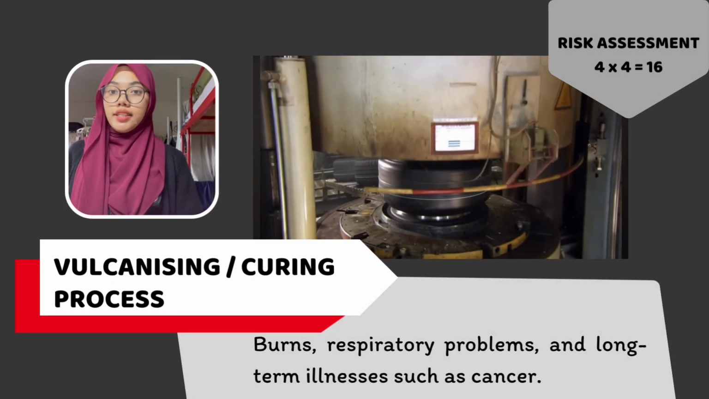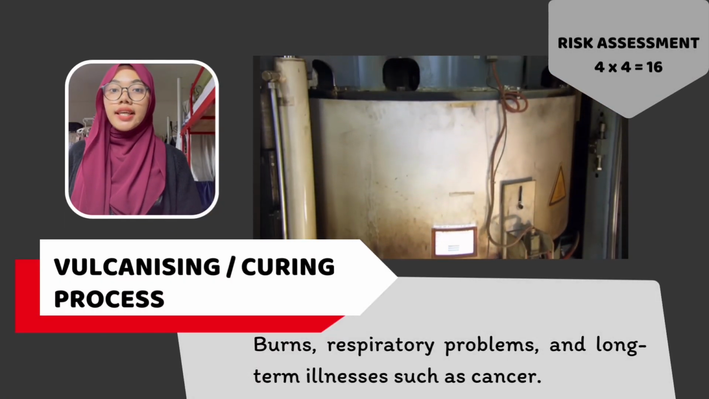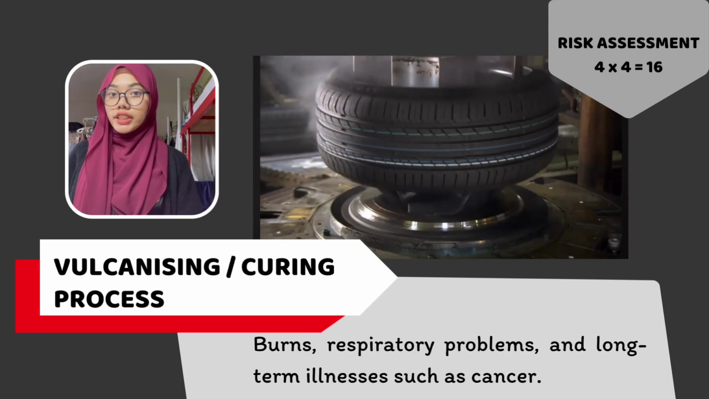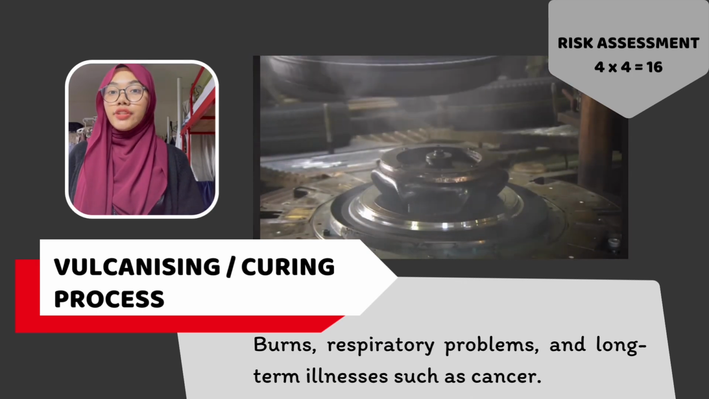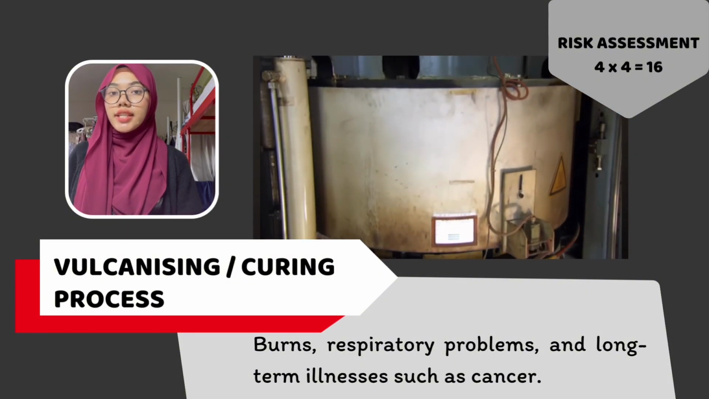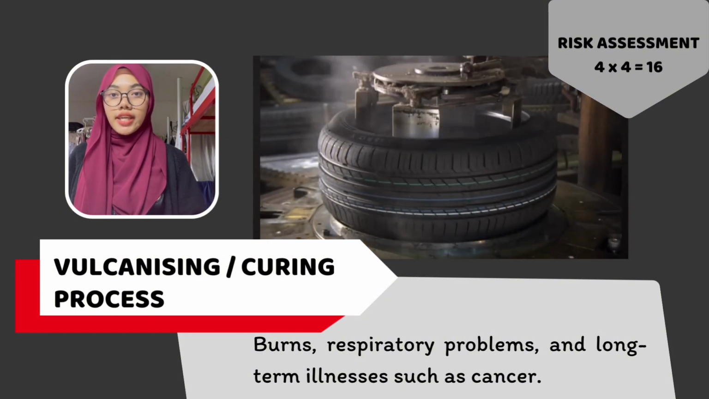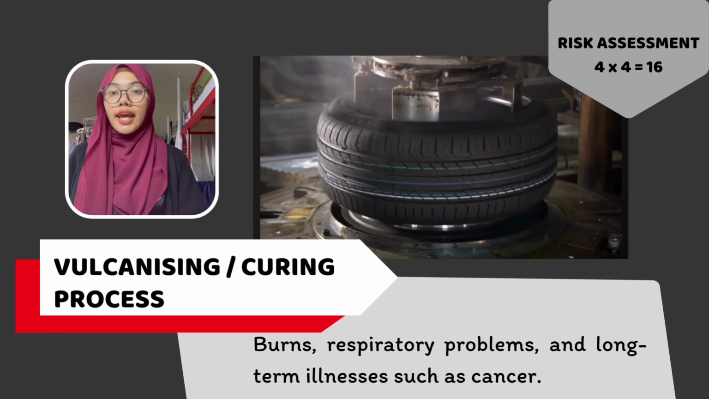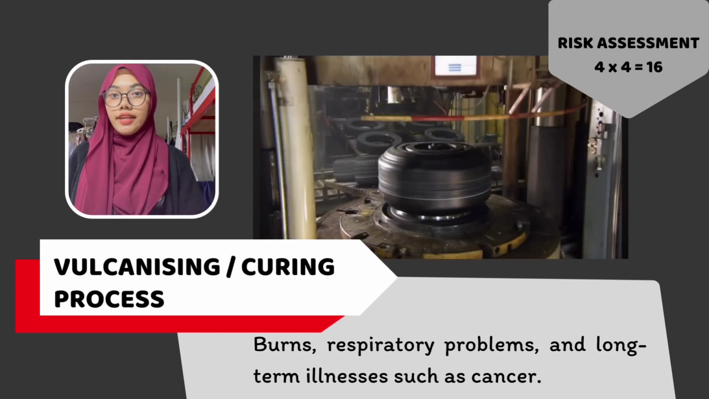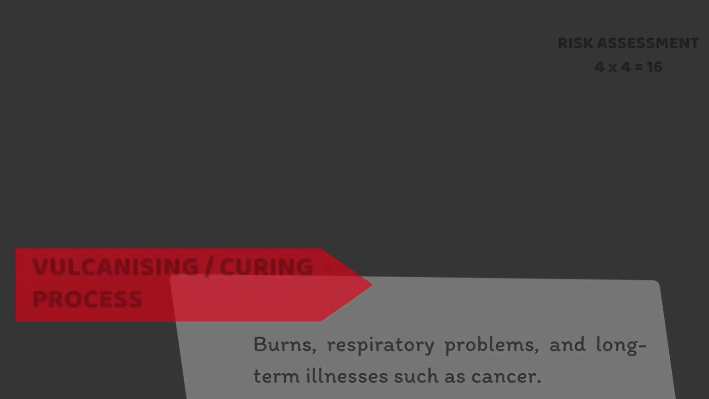The third one is the vulcanizing or curing process. This stage involves both physical and chemical hazards, including exposure to heat, fumes, and vapor. The risks may include burns, respiratory issues, and long-term illness such as cancer. This process likewise carries a likelihood of 4, which is likely to happen, and a severity of 4 that can cause major injuries, giving another high risk rating of 16.